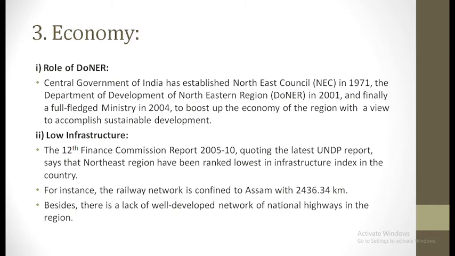In terms of infrastructure, the Northeastern region has one of the lowest infrastructure indexes in the country. For instance, the railway connection is mainly confined to Assam. Other states are hardly connected by railways. And besides, there is also a not yet very well developed network of national highways.